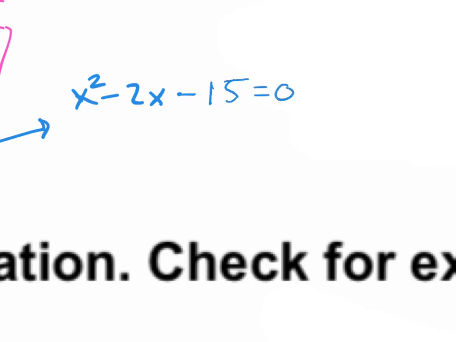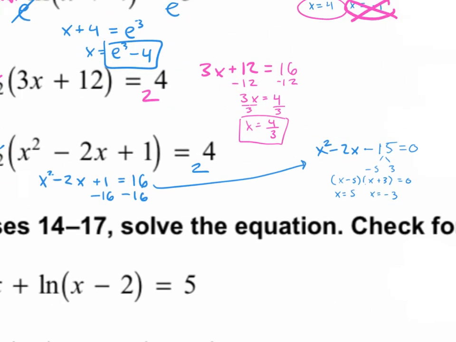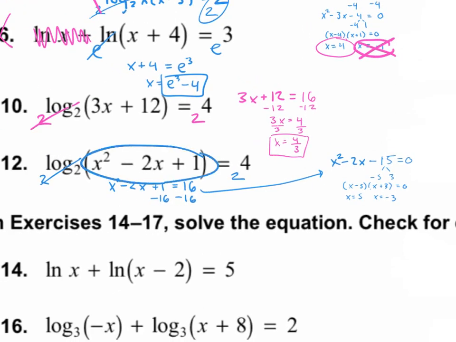Do I have two factors of negative 15 that add to negative 2? Negative 5 and 3. So x minus 5 times x plus 3. What do I get for x? x is equal to 5, and x is equal to negative 3. If I plug both of these in here, do they both work? Yes. I get a positive number when I plug both of them in, so my answers are 5 and negative 3. So just because it's negative doesn't mean that it doesn't work automatically. You have to plug it in and check. So if I plugged in negative 3, I still got a positive number, so I'm taking the log of a positive, I'm all good. Any questions?